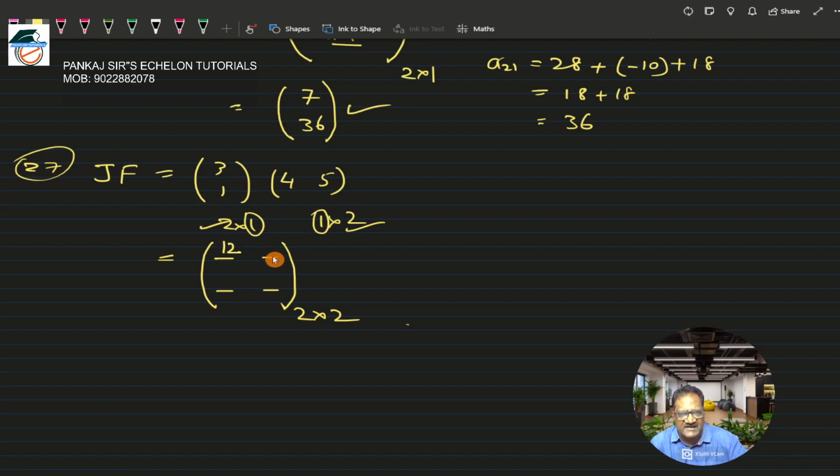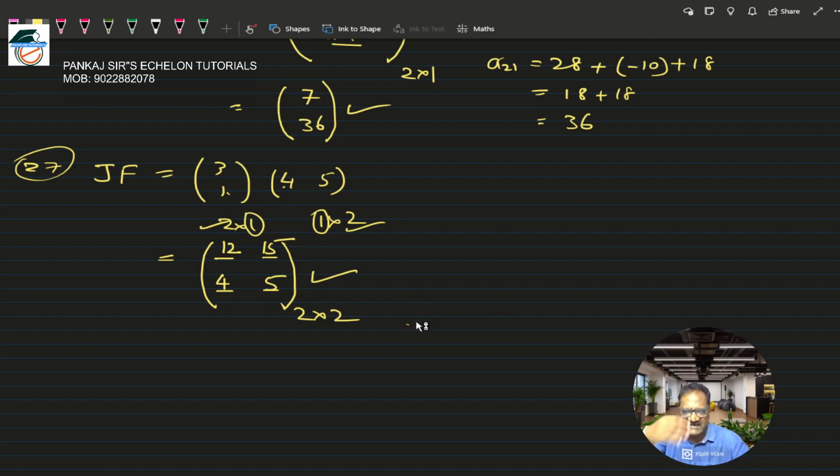For this position, I'll write first row. This is A12, so first row and second column. So it will be 3 and 5. 3 5s are 15. Then coming to this is second row, first column. So second row you have a 1, and here in first column you have a 4. So 1 into 4 is 4. Then here you will get second row and second column. So second row you have a 1, here in second column you have a 5. Multiply the two, you'll get 5. So this has to be your answer.